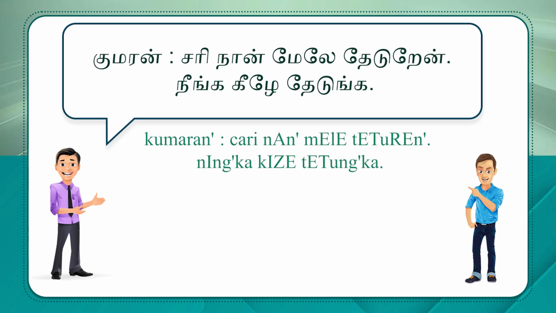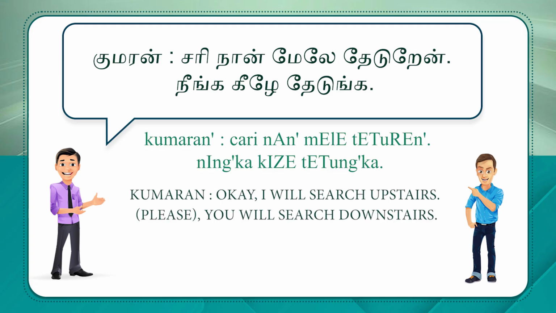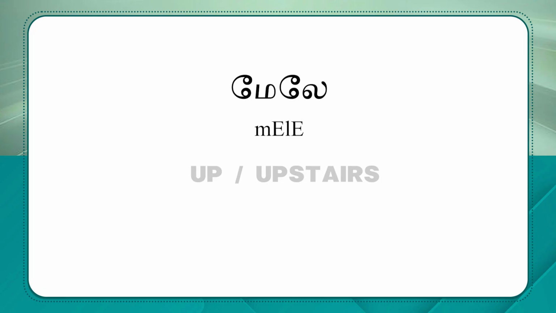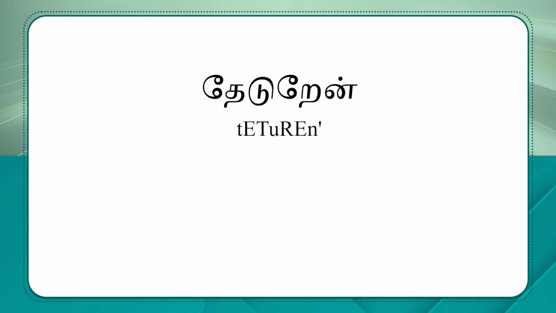Kumaran: சரி, நான் மேலே தேடுறேன், நீங்கள் கீழே தேடுங்க. This sentence translates to, okay, I will search upstairs, please you will search downstairs. In this sentence, சரி, it means okay. நான், which means I. மேலே, that means up or upstairs. தேடுறேன், in this context, which means I will search in English.